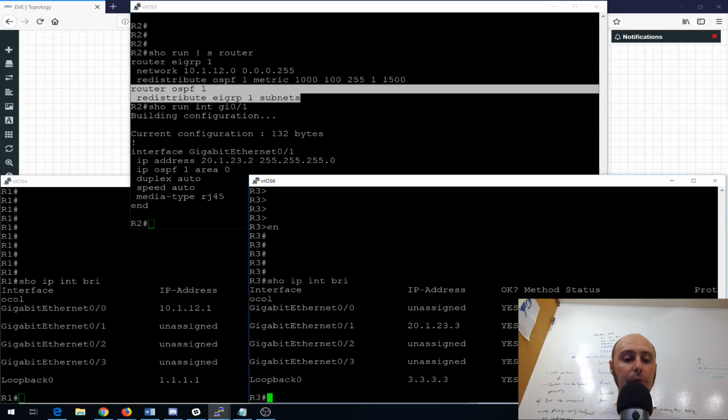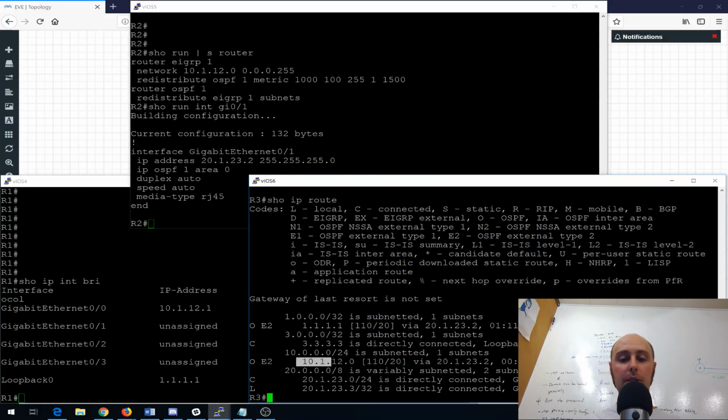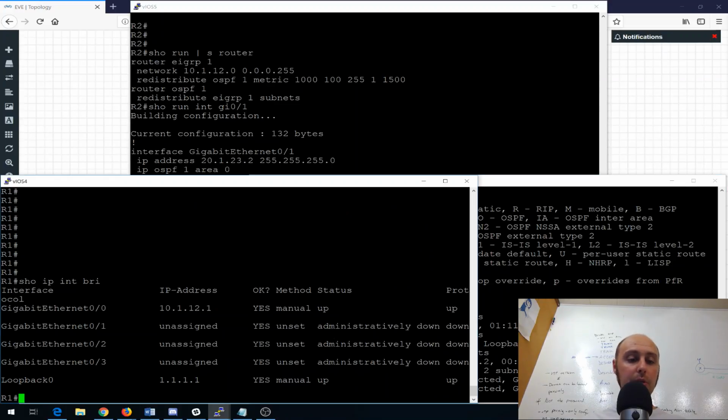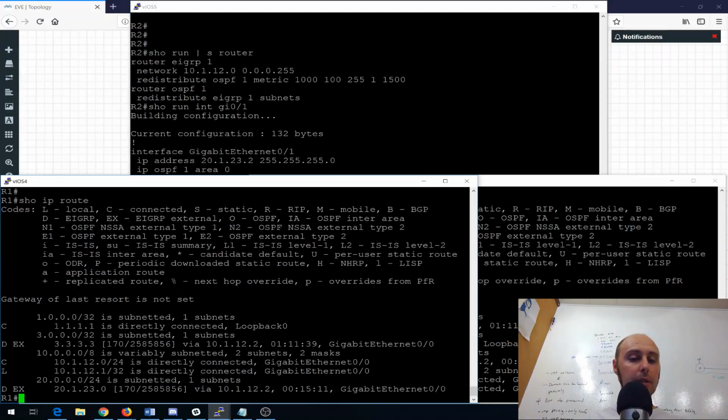So right now, router 3 and router 1 should both have full reachability to each other's loopback and the directly connected interface. On router 3, I'll do show IP route. And you can see I can see router 1's loopback as well as the connected interface on router 1. I also see my own information, so I'm not going to bother highlighting that. And on router 1, show IP route, again, I'm going to see router 3's loopback and its connected interface as well as my own connected interfaces.